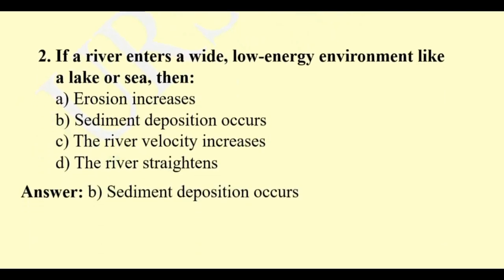Question 2. If a river enters a wide, low-energy environment like a lake or sea, then erosion increases, sediment deposition occurs, the river velocity increases, or the river straightens. Here the right answer will be sediment deposition occurs, because in a low-energy environment the transport energy is low. So, the less the energy, the more will be the deposition.